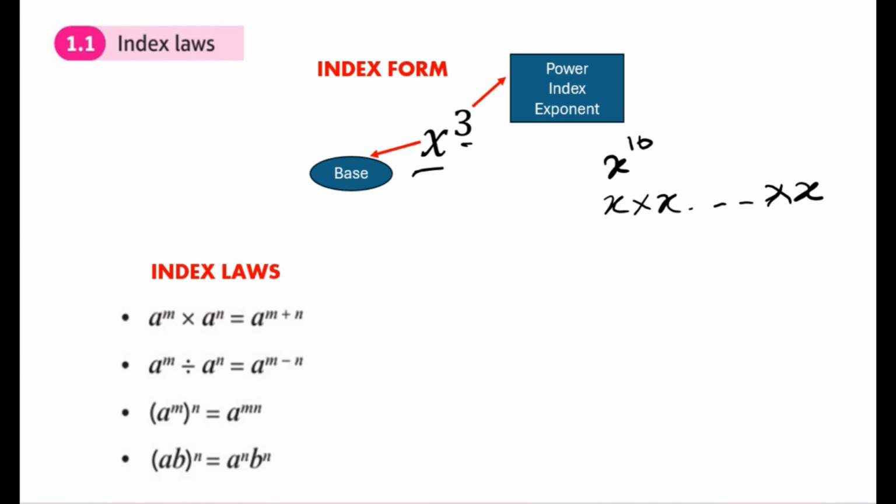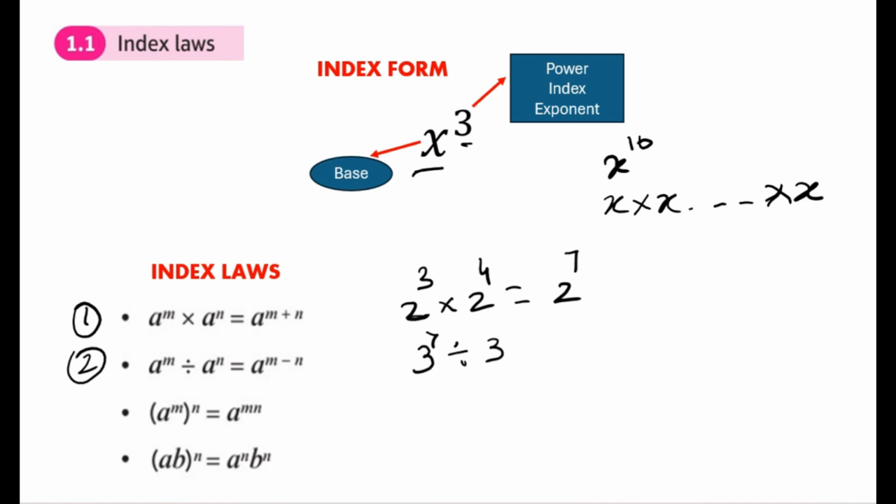To simplify using index laws, we have to use some rules or laws. First law is the multiplication law. When multiplying two powers with the same base, add the exponents. For example, 2 power 3 times 2 power 4 will give you 2 power 3 plus 4, which is 2 power 7. Second law, division law. When we divide two powers with the same base, subtract the powers. 3 power 7 divided by 3 power 5 will give you 3 power 7 minus 5, which is 3 power 2.